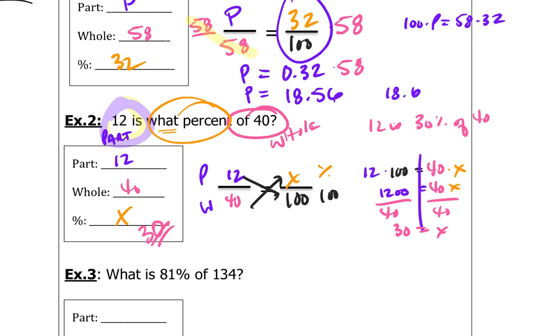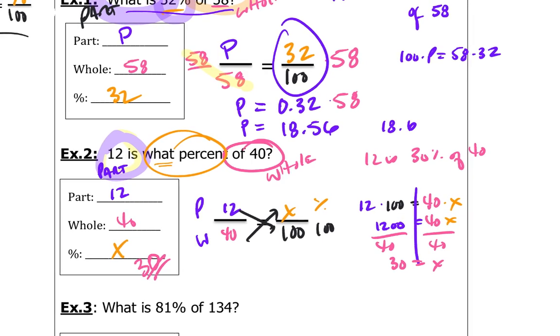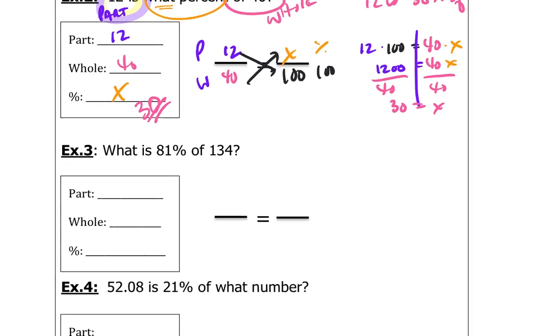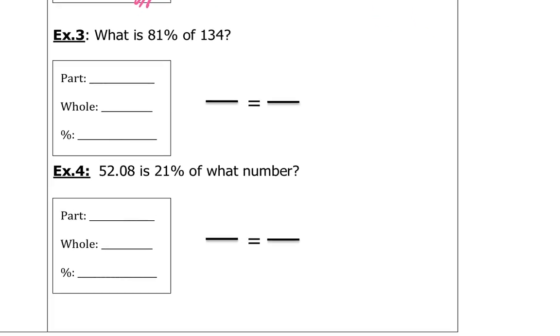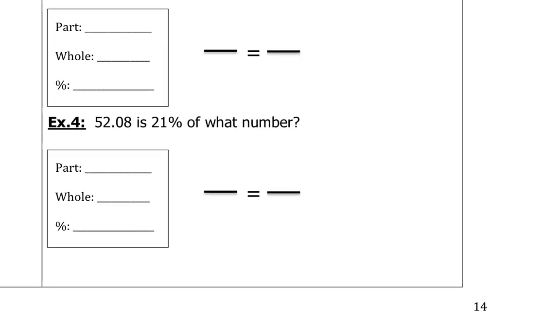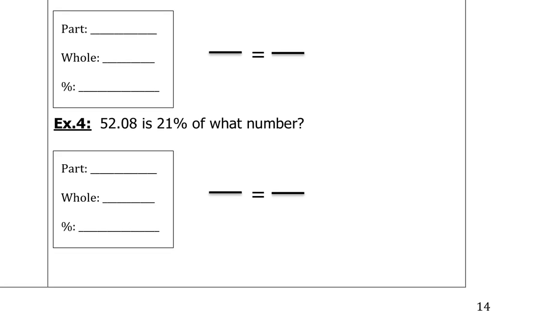You're setting it up. Now look, when we were looking at the first one, we were looking for the part. Second, we're looking for the percent. Let's see what happens. This is what it looks like when we're trying to figure out the whole. Okay, because the "of" is attached to what number?